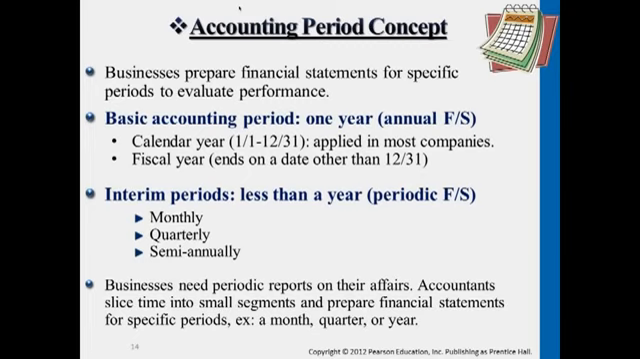So the annual statement always covers a 12-month period. It could start from January 1st. It can also start from other dates, but as long as it's 12 months, then that's okay. Most of the companies follow calendar year. Other retail stores may follow other dates, fiscal year, ending on a date other than December 31st.